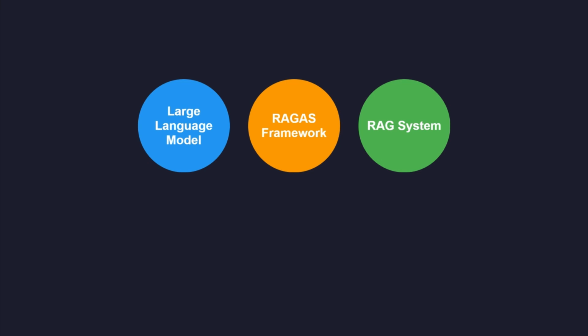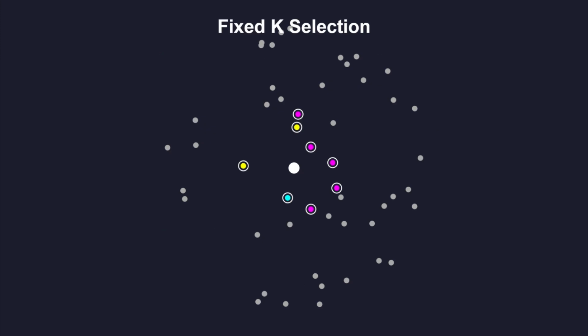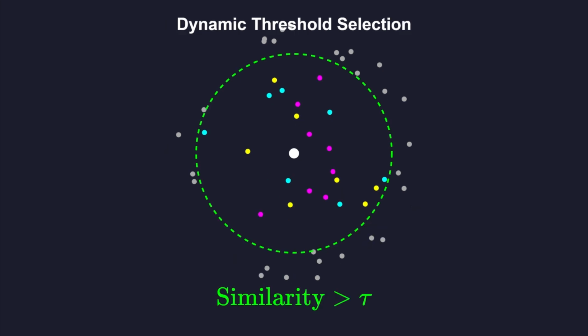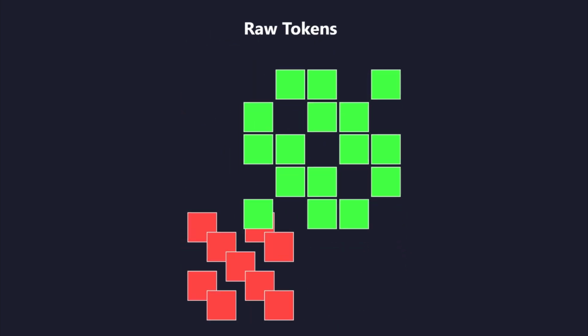The RAGAS framework uses a large language model to evaluate the quality of another RAG system. It calculates scores for faithfulness, answer relevance, and context precision, providing a quantifiable way to measure progress during development iterations. Instead of fetching a fixed number of documents, use a distance threshold. This dynamic approach only returns documents that meet a specific similarity score, preventing the model from receiving low-quality or irrelevant context when no good matches exist in the database.